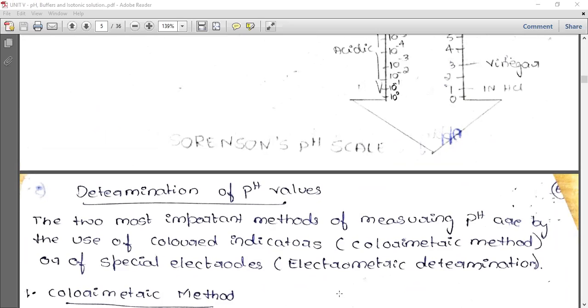What do you mean by indicator? What is an indicator? Anyone? And examples, if you know. It's a solution or chemical substance that is used to determine the endpoint of a reaction.